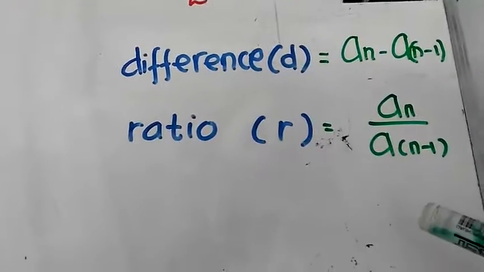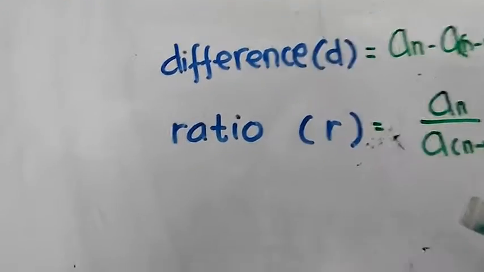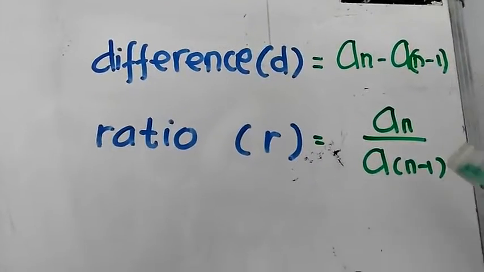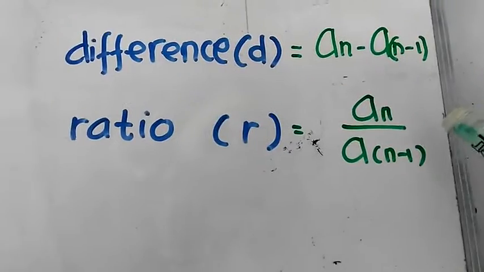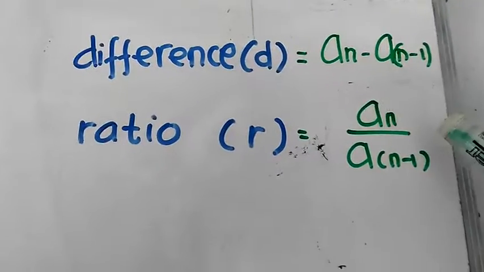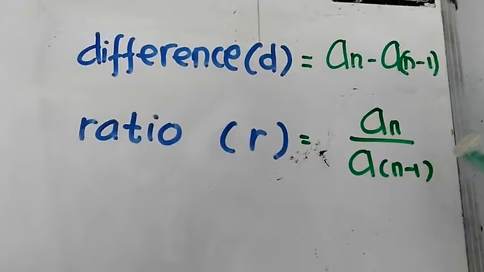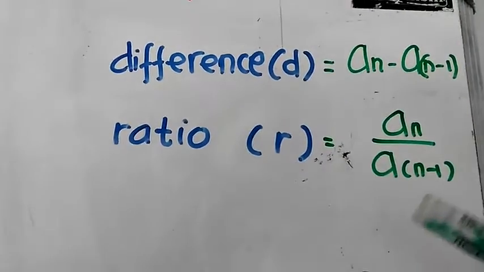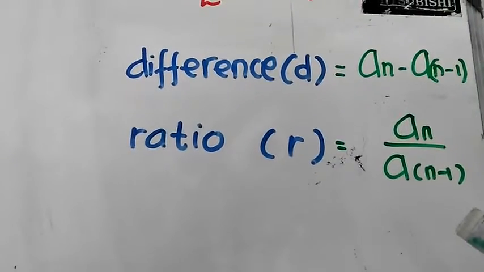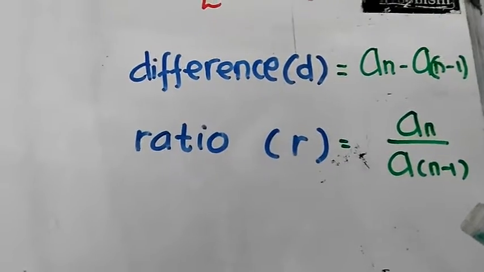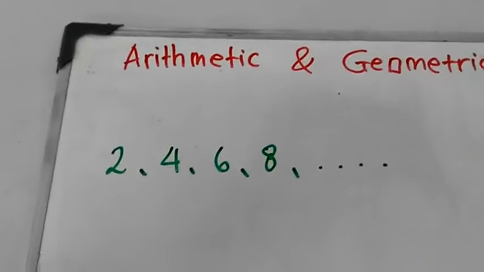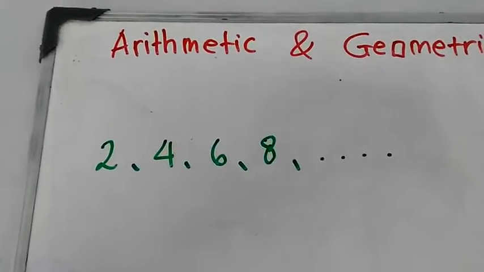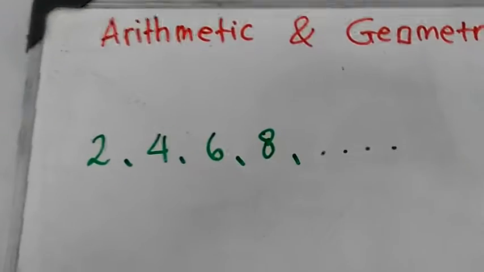Next, if it has a ratio, how do we find the ratio? It is the n term divided by the n minus 1 term. For example, a2 divided by a1, a6 divided by a5, a10 divided by a9. When they have the same ratio, the sequence is a geometric sequence. Now let's check the first sequence. It is an increasing pattern, right? From 2 to 4, to 6, and so on.